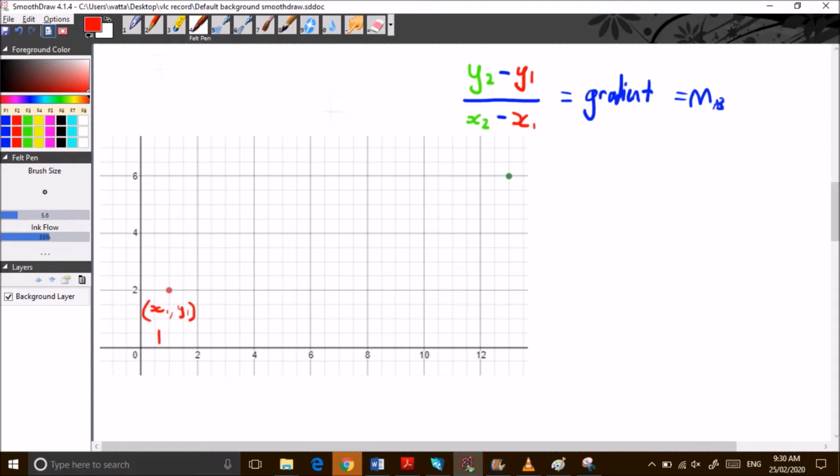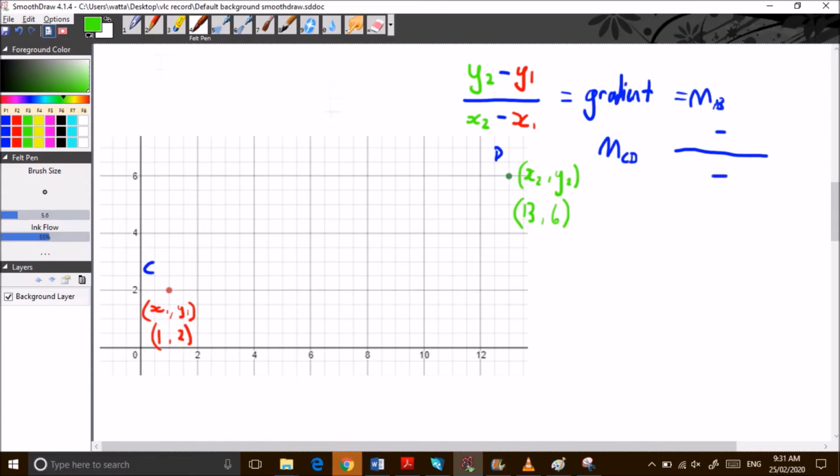Okay, so here's an example. To figure out the coordinates, our point on the left we'll call x1, y1. And our point on the right, we'll call x2, y2. So here are our coordinates. We'll call these points C and D. So we're trying to work out the gradient of the line C to D.